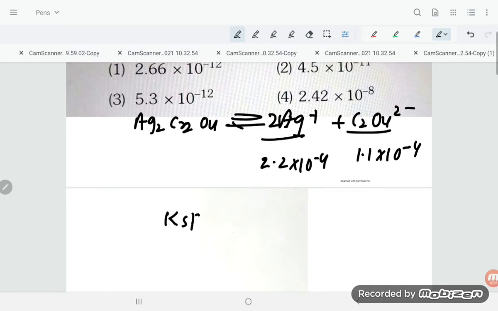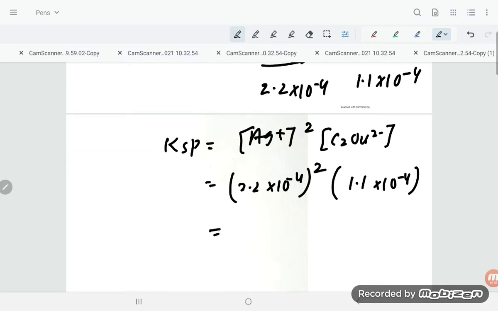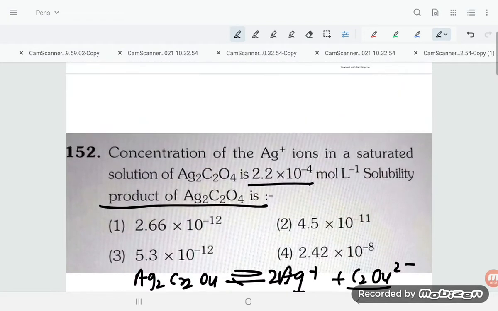Ksp, if you are calculating, student, is Ag plus square and C2O4 2 minus. So Ag plus square is 2.2 into 10 to the power minus 4 square, and this is 1.1 into 10 to the power minus 4. So how much will Ksp come, student? 5.3 into 10 to the power minus 12. So this is our required answer, student. 152 is our required answer.